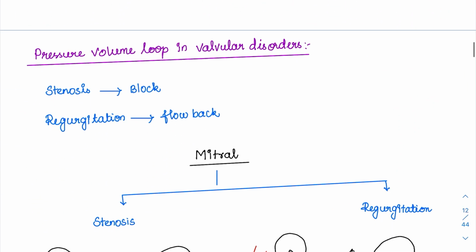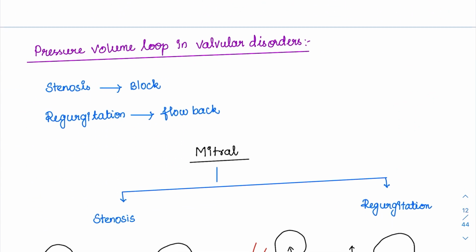Now coming to the changes in pressure volume loop curves. What will happen to this pressure volume loop curve whenever there are valvular lesions? This can be an addition. Some of the entrance examinations like AIIMS or PGI can ask these types of questions. So what will happen to the same pressure volume loop curve whenever there is a valvular lesion?